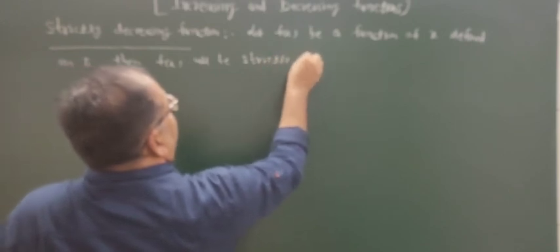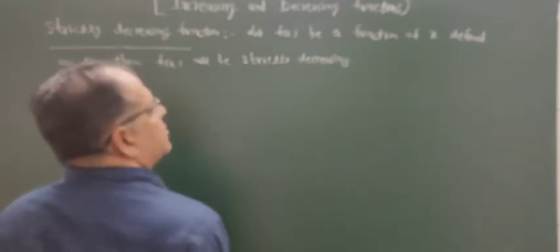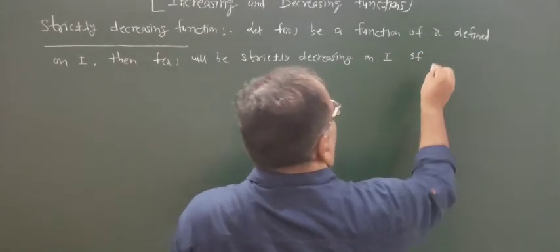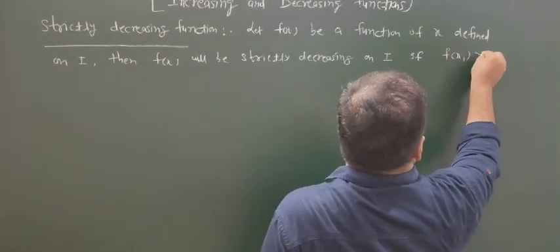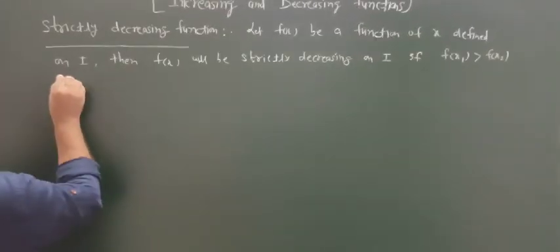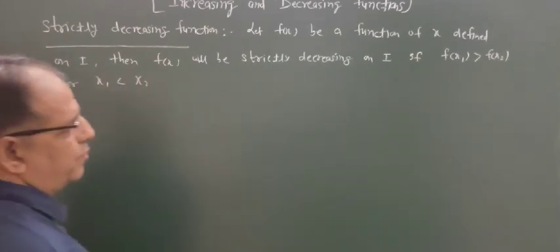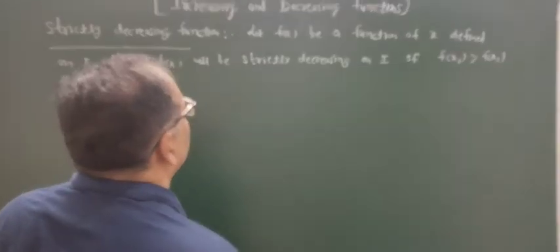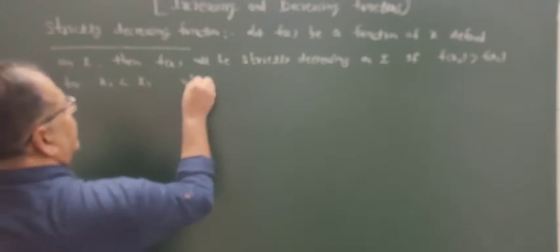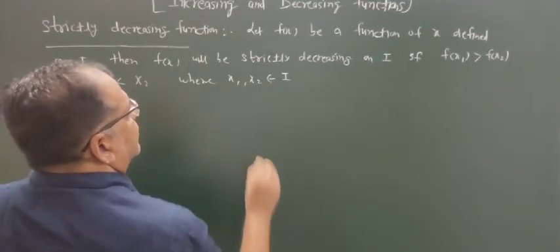Strictly decreasing on I if f(x1) is greater than f(x2) for x1 less than x2, okay, where x1, x2 belong to I.